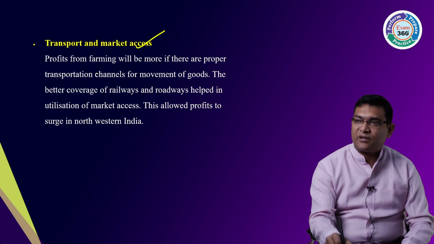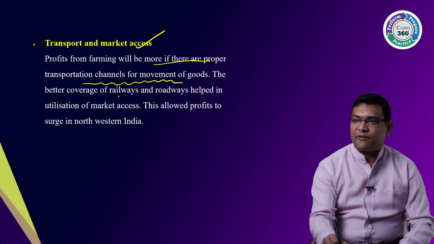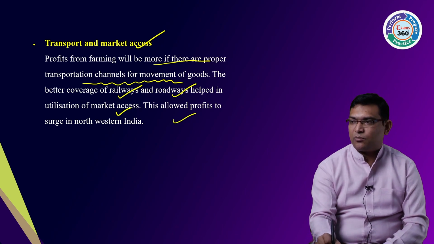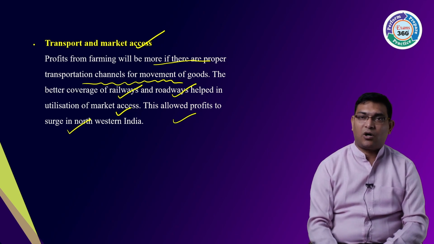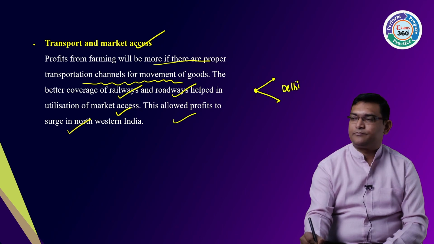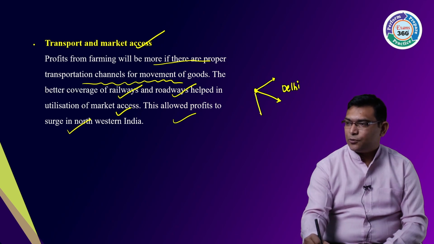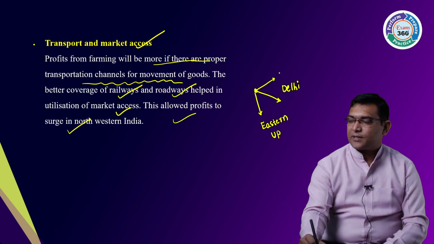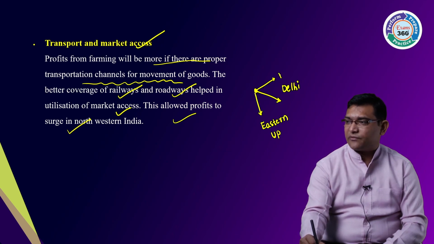Profit from farming will be more if there are proper transportation channels for the movement of goods. Better coverage of railways and roads is seen in the northwestern part, not in the eastern part. So utilization of the market allowed profits to surge in the northwestern part. Already at that time, transportation facilities were linked to the nearby market, Delhi, and eastern UP was a market. Eastern UP railway lines were already linked, then to the southern region of Haryana, even to western regions like Rajasthan, and also to southern India.